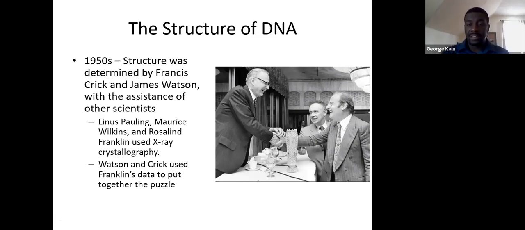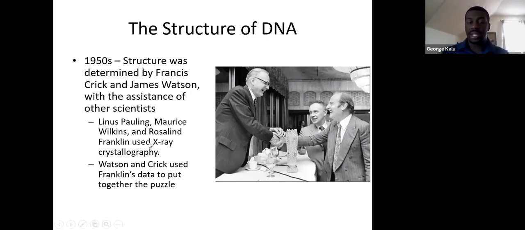So in the 1950s, about 100 years after Mendel did his work on genetics, a bunch of scientists started to wonder how DNA is actually structured, how it's built, what does it look like, okay? And so the two leaders, the pioneers trying to understand how DNA is built, were two scientists named Francis Crick and James Watson. Okay? And they also worked with a bunch of other scientists to help identify the structure of DNA. Okay, so some of those scientists were Linus Pauling, Maurice Wilkins, and Rosalind Franklin.